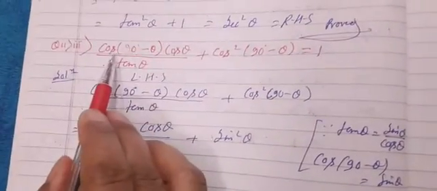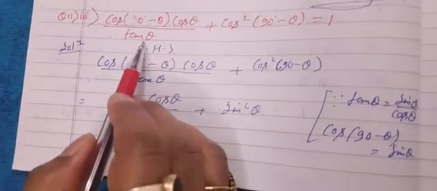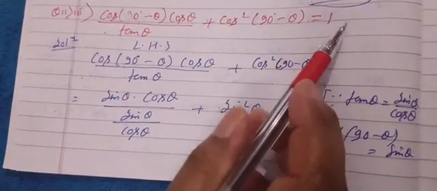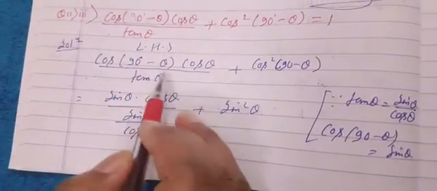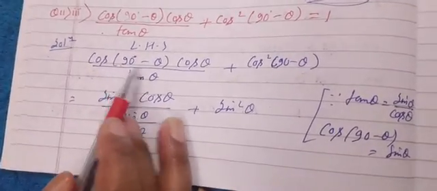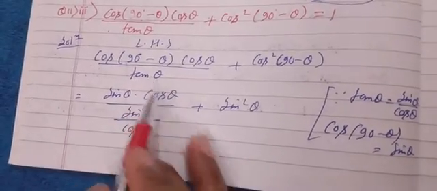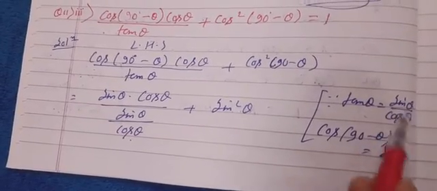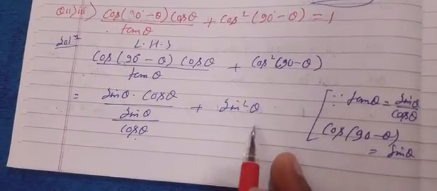Now let's see 11 third. Our question says that cos(90 degree minus theta) into cos theta divided by tan theta plus cos square(90 degree minus theta) is equal to 1. Prove it. So I have started from LHS: cos(90 degree minus theta), cos theta, whatever I have just copied. Instead of writing cos(90 minus theta), I have written sin theta, then cos theta, and instead of writing tan theta, I have written sin theta by cos theta, and mentioned here that tan theta is equal to sin theta by cos theta, plus cos square(90 minus theta) is sin square theta.